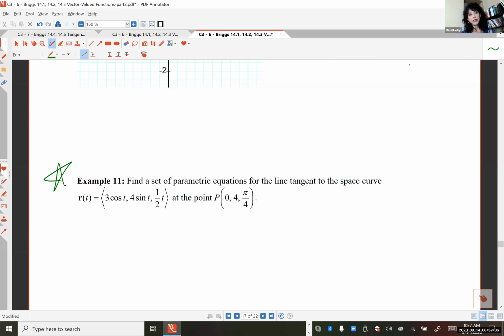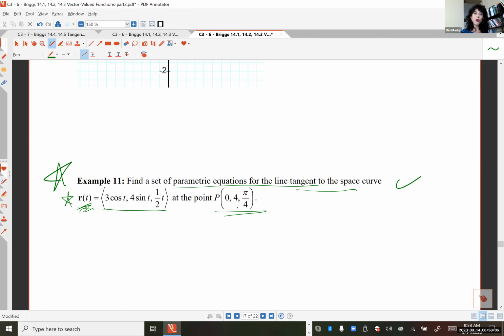So the fact that velocity vectors are tangent to your curve is going to show up in this example. So it's really important that you get that. This is key. They want us to find a set of parametric equations for a line that's tangent to this space curve. This is your position vector right here at this point. Now this problem is a little bit tricky. So if you don't understand the concept of vector valued functions, or you just have a very surface knowledge of it, this problem is not going to go well for you.